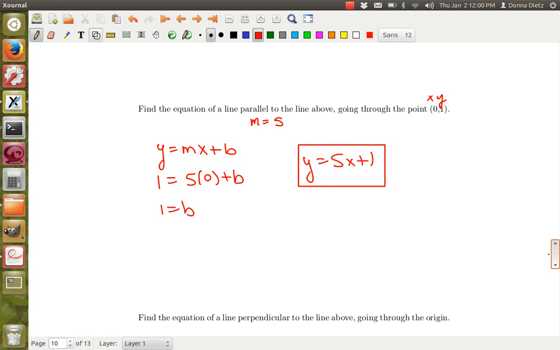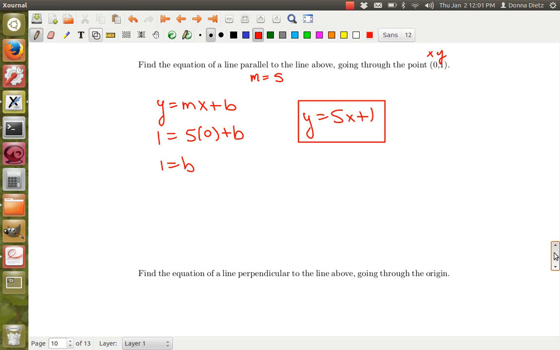Now, last one. Find the equation of the line perpendicular and going through the origin. Going through the origin is because I want to give you a break. Okay, so the way we find the slope, because m was 5 before, you put the old slope down there. And you get the negative reciprocal.